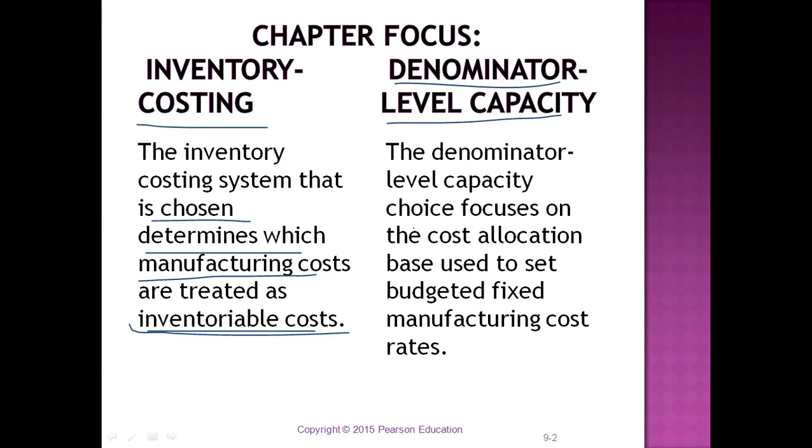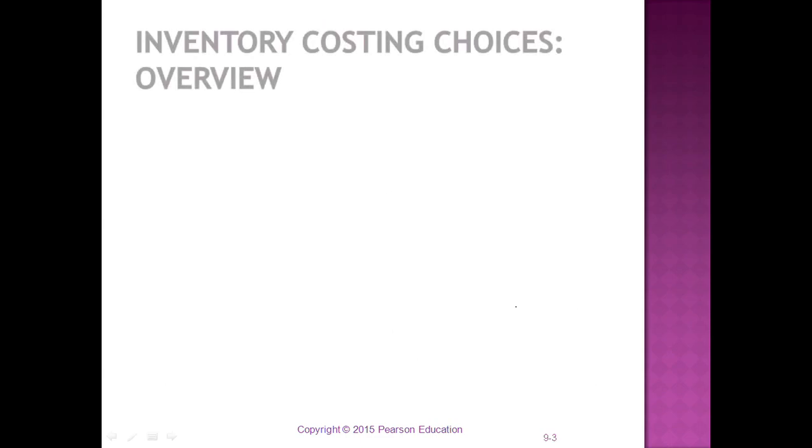choices, like the company needs to decide what level of capacity they need to operate on. So in this part of the chapter, we'll talk about how a company chooses the level of capacity with which they would want to operate. Moving on, let's talk about inventory costing.